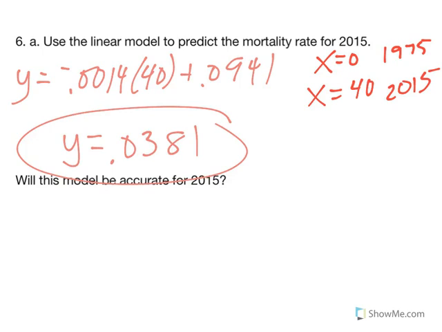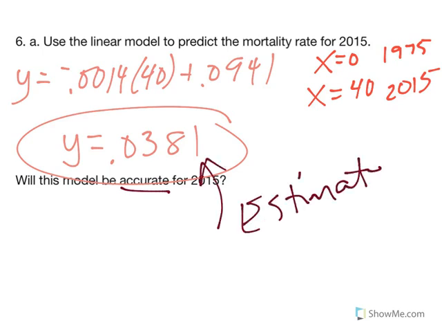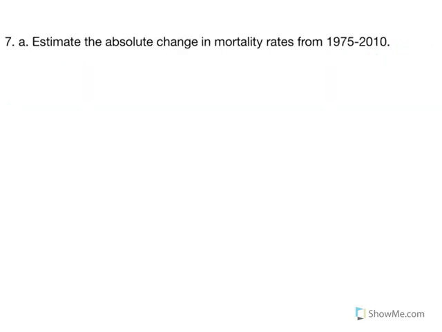So, just a little under 4% is what we would expect in 2015. Now, part 2 of this question: is this going to be accurate for 2015? Well, how accurate? Are we talking exact? No, this is not going to be exact. Should it be close? We would expect it to be close, but it's not going to be perfect. This is an estimate. Estimates are not perfect.